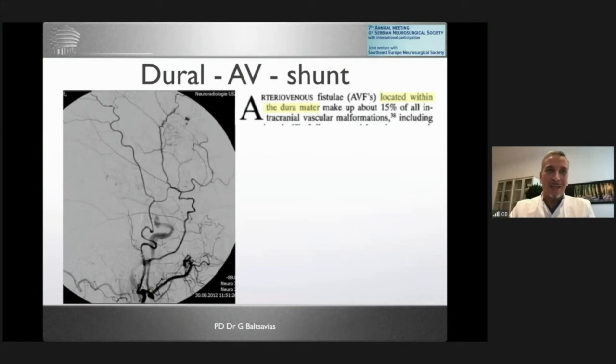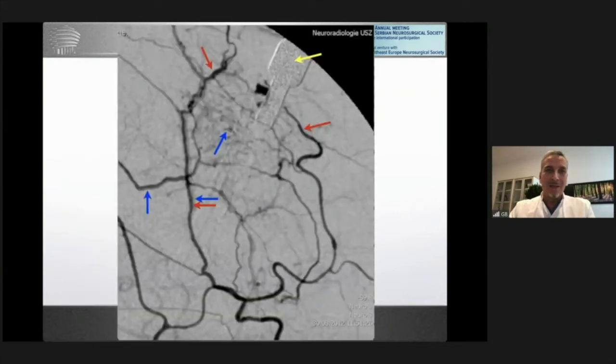On the right is a typical short definition of a dural fistula as it often appears in the literature. You see here, located within the dura. On the left is a fistula exactly located within the dura, between the middle meningeal artery branches and dural veins. Here is a magnified view. It is exactly how one could imagine a typical dural shunt: dural arteries in red connected to dural veins in blue. However, this is not the case.